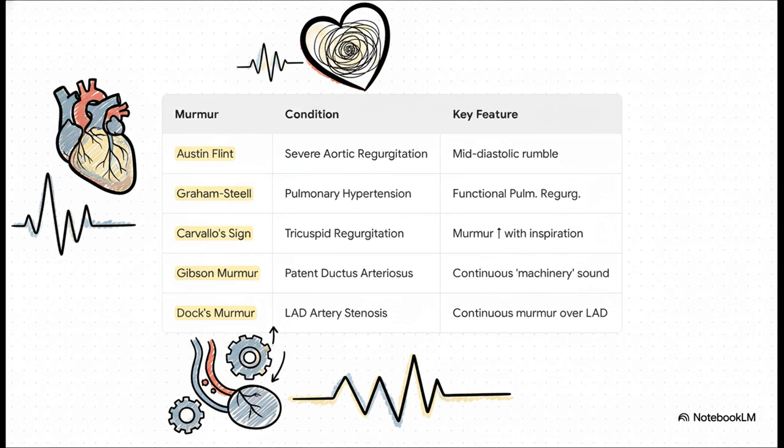The Gibson murmur? If you ever see the words continuous machinery-like murmur, it is always a patent ductus arteriosus. It's a dead giveaway. And finally, Duroziez's murmur is a continuous murmur over the LAD artery, pointing to severe stenosis. Know these, and you'll be banking easy points on exam day.